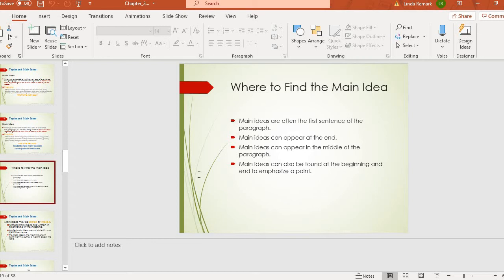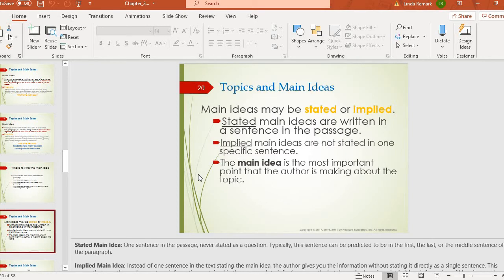You have to go through those steps that I mentioned. Who or what? And then what am I learning? That's what's going to help direct you to the main idea, if it's in the paragraph at all. Because sometimes an author doesn't have to state their main idea. They can imply it.